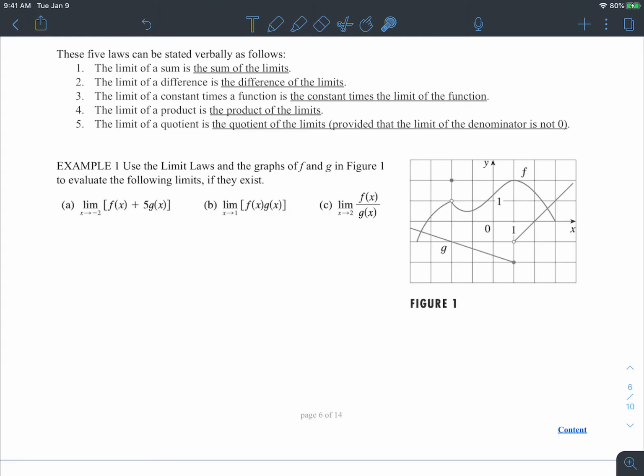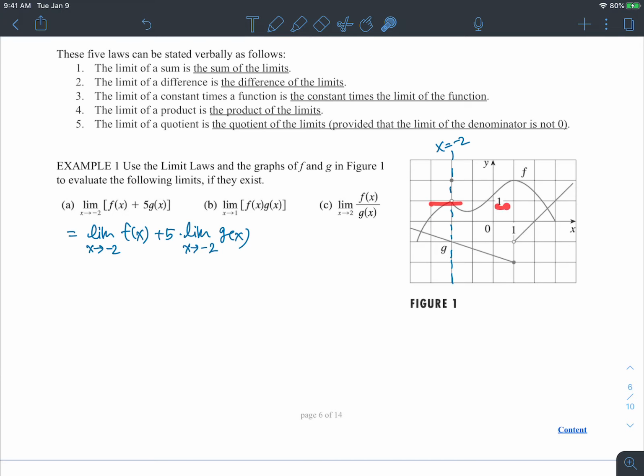We're going to be using limit laws. So we should have a sense of what we want to do. This one is approaching -2, so let me use this color, light blue, at x equal to -2. Now it's a limit, so in this case we have the limit as x goes to -2 of f of x plus 5 times the limit as x goes to -2 of g of x.